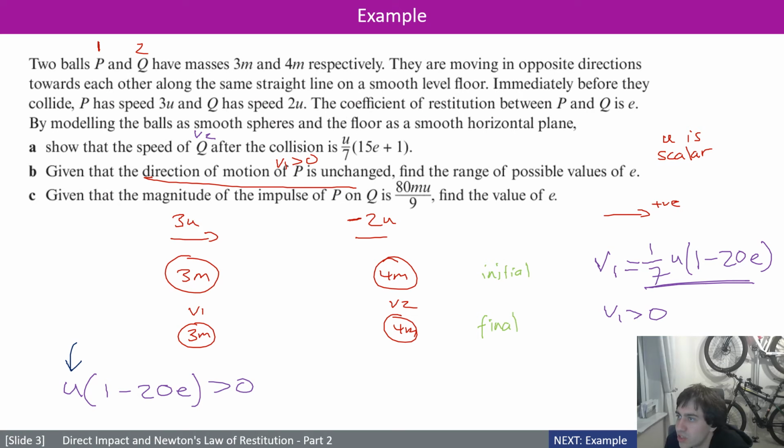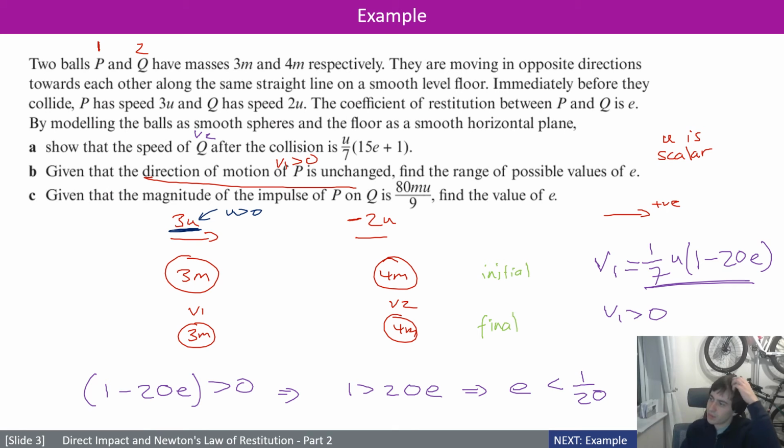Well, by definition, we said 3U is the vector going right, so therefore U is a positive number. Because U is positive, I can divide both sides by U. 0 divided by U is 0, and we just have this. If it was negative, then I'd have to flip the sign, but in this case I don't flip the sign. And now we can just rearrange things. We've got therefore 1 is greater than 20E, which implies that E is less than 1 over 20. Okay, and that's it, we've done it.